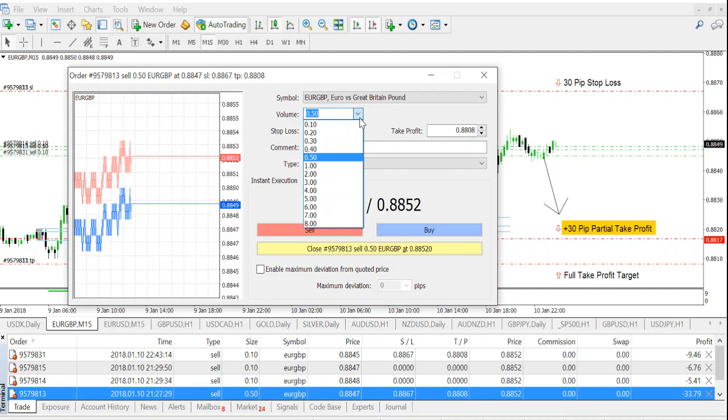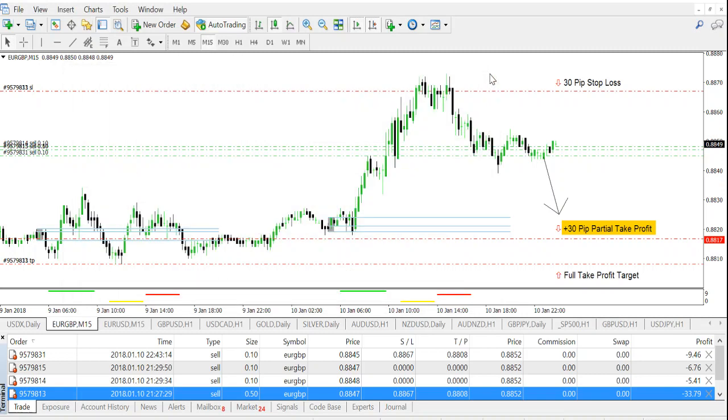Come up to your volume. This was how much the initial order was for. You can now select a different level, for example, 2 minis, and then you can close your order for 2 minis, leaving the other 3 minis open.